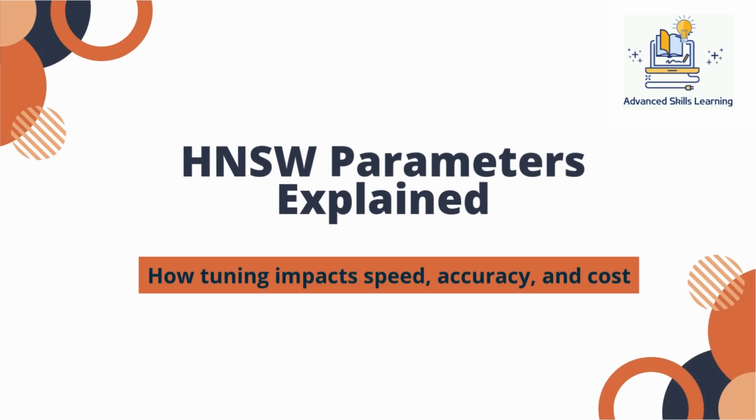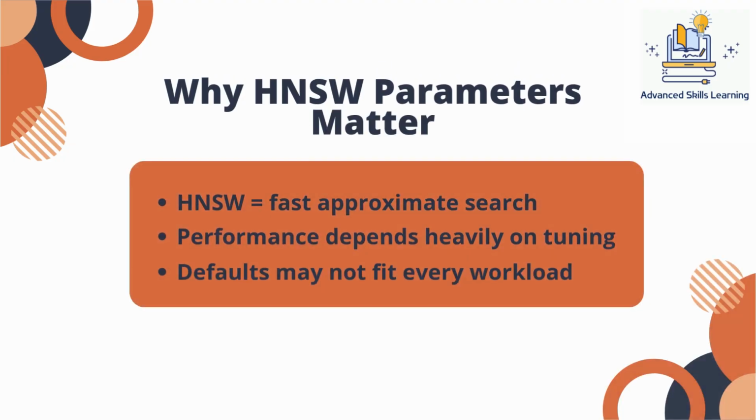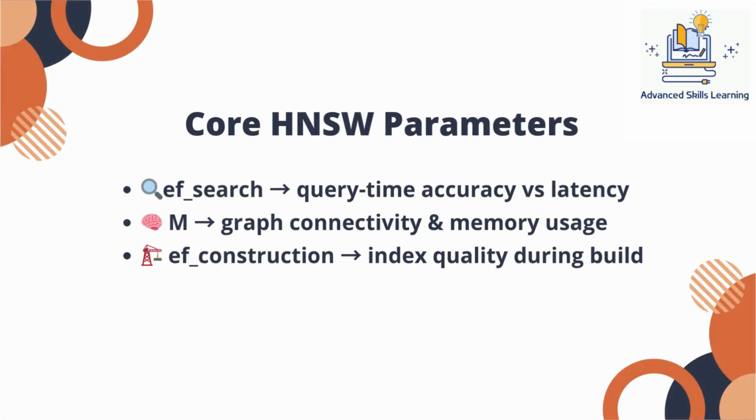HNSW is one of the most widely used algorithms for similarity search in modern vector databases. It is popular because it offers an excellent balance between speed, accuracy, and scalability, even when working with millions or billions of embeddings. However, while HNSW works well out of the box, its real power comes from how effectively it can be tuned. In this video, we'll break down the three most important HNSW parameters: EF_search, M, and EF_construction, and explain how each one affects search quality, latency, memory usage, and overall system cost in real-world Gen AI systems.